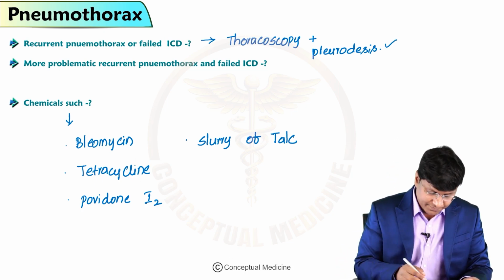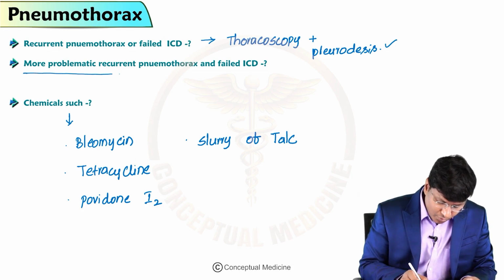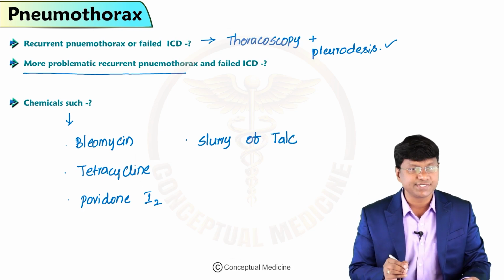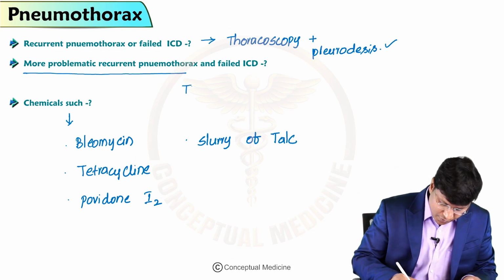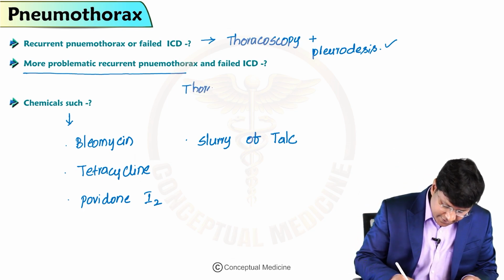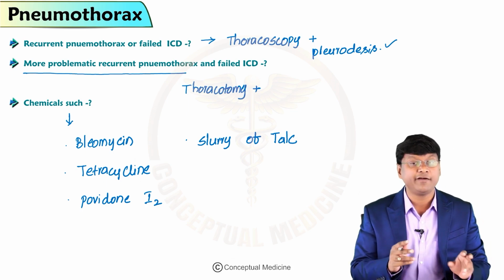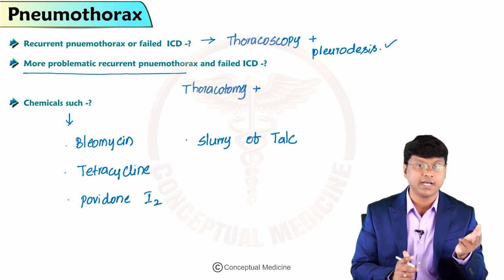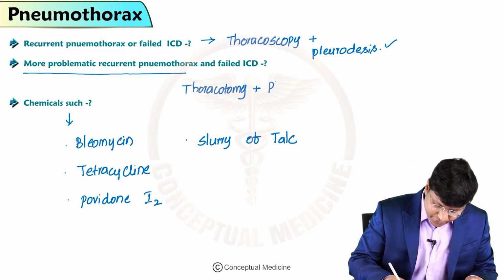And suppose the individual has more problematic recurrent pneumothorax, then in such a case you need to open the chest, that is thoracotomy, and you have to do pleurectomy. You have to strip the pleura out. Pleurectomy.